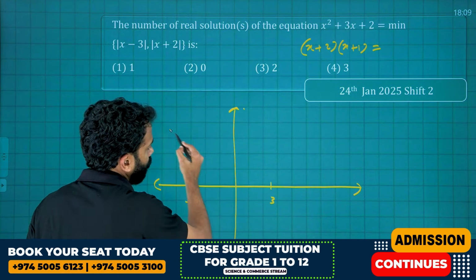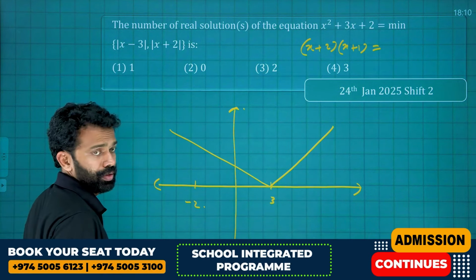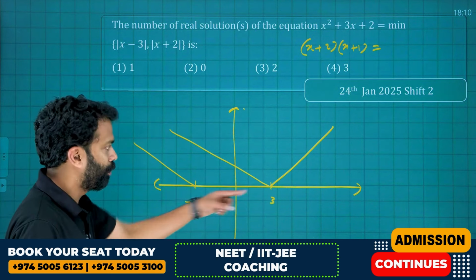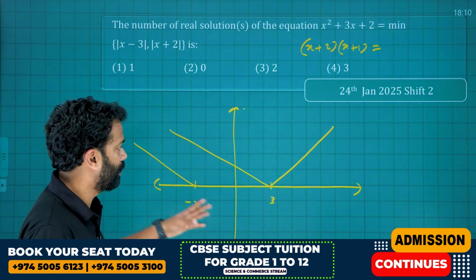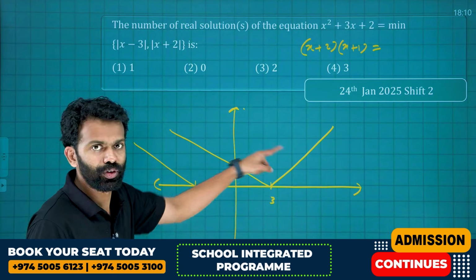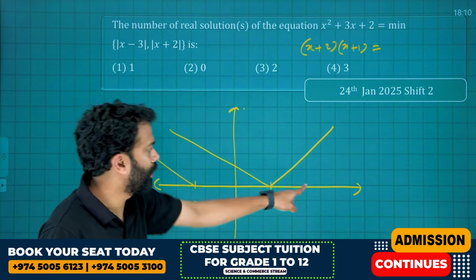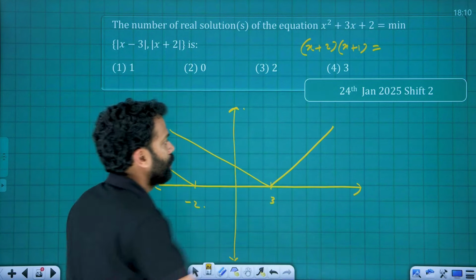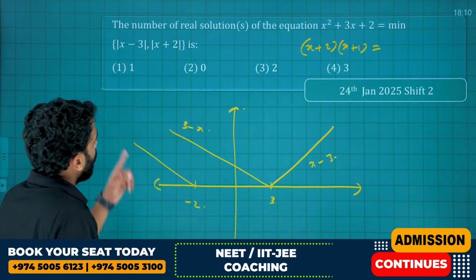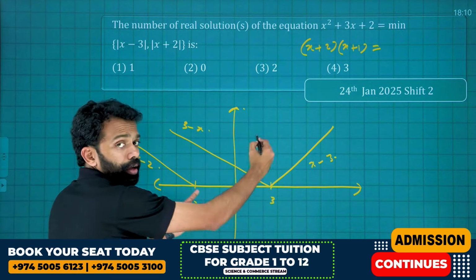The graph will be like this for one, and the next graph will be like this. But before that I need to solve it, because I don't know in which quadrant they are intersecting. Either it will be like this or like this. For that we need to solve this one. So this will be mod x minus 3. In here x is greater than 3, therefore this will be x minus 3, and this will be 3 minus x, and this will be minus x minus 2, and if it goes here it will be x plus 2.